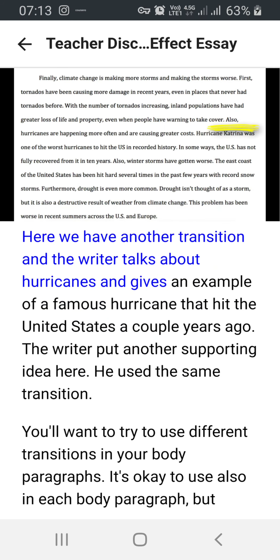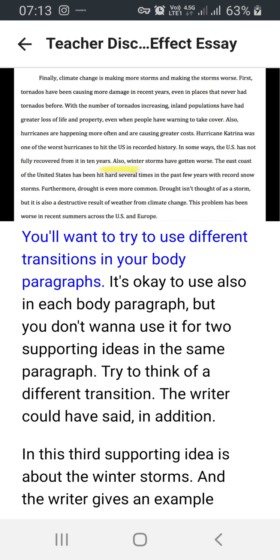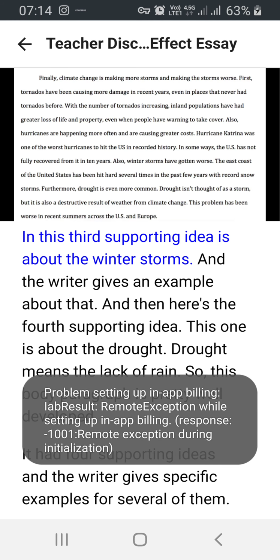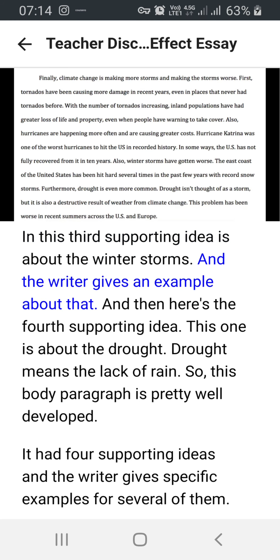Here we have another transition, and the writer talks about hurricanes and gives an example of a famous hurricane that hit the United States a couple years ago. The writer put another supporting idea here. He used the same transition. You'll want to try to use different transitions in your body paragraphs. It's okay to use "also" in each body paragraph, but you don't want to use it for two supporting ideas in the same paragraph. Try to think of a different transition. The writer could have said, "in addition." And this third supporting idea is about the winter storms, and the writer gives an example about that.